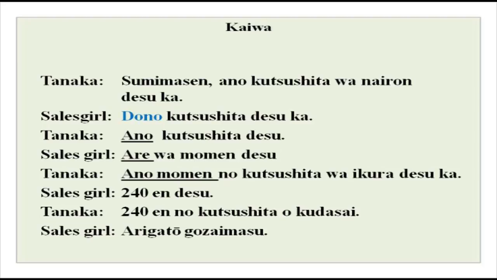Ano kutsushita desu. Are wa momen desu. So, you can see very, very easily you can change ano into are. Ano momen no kutsushita wa ikura desu ka? 240 yen desu, which you know. 240 yen no kutsushita wo kudasai. Arigato gozaimasu. That's the last thing you have to say. Thank you for buying this at our shop.